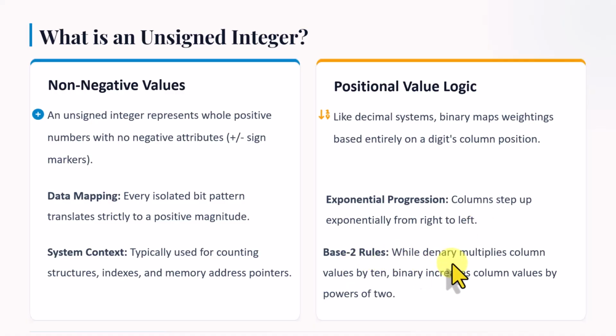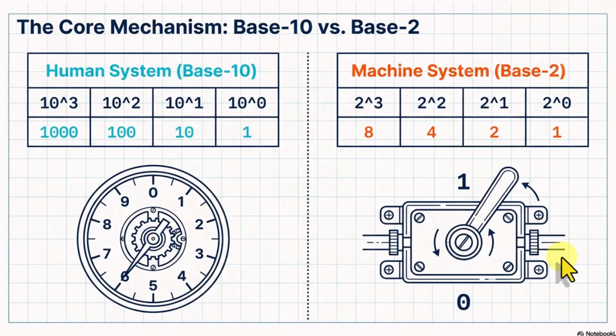Base 2 rule: while denary multiplies column values by 10, 10 to the power of 0, 10 to the power of 1, or simply 1, 10, 100, binary increases column values by powers of 2: 2 to the power of 0, 2 to the power of 1, 2 to the power of 2, 2 to the power of 3, which gives 1, 2, 4, 8, 16, and so on. We will be discussing this in the next slides.